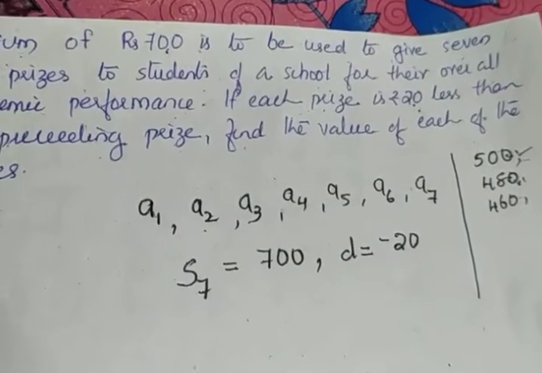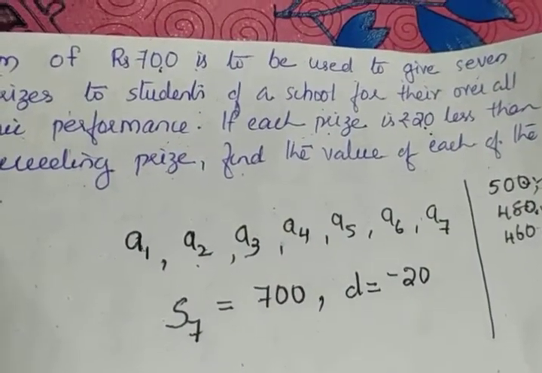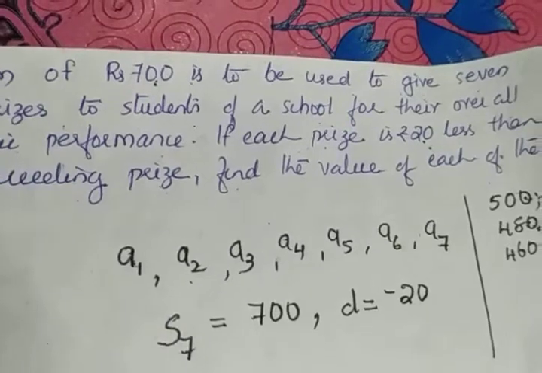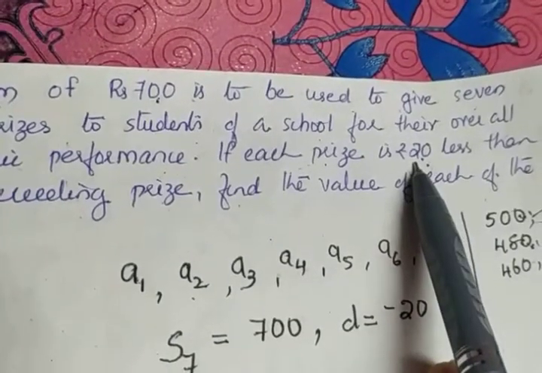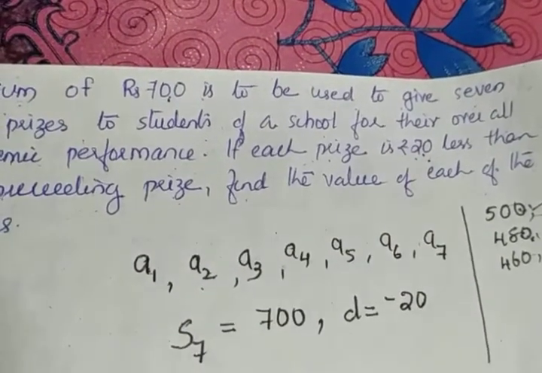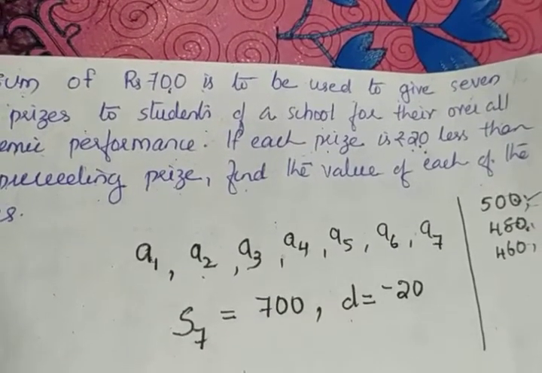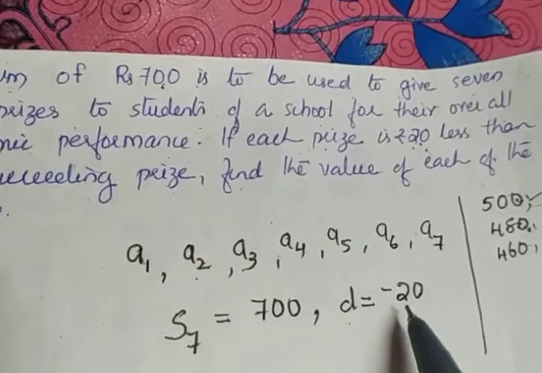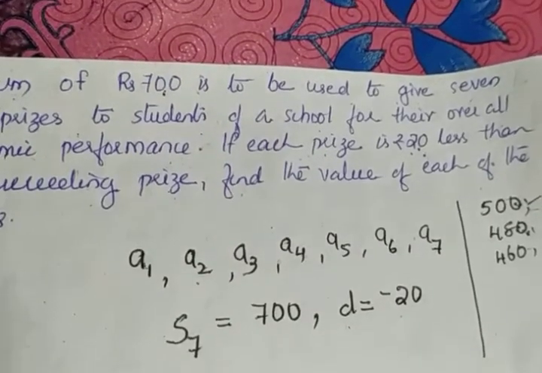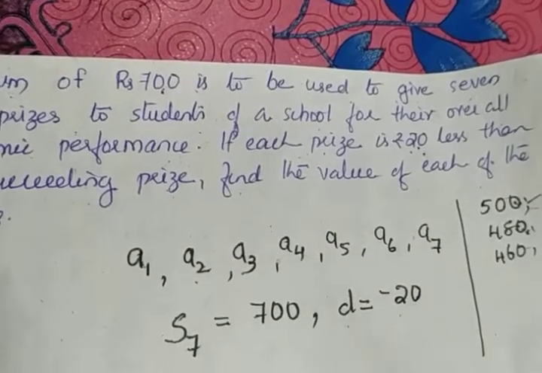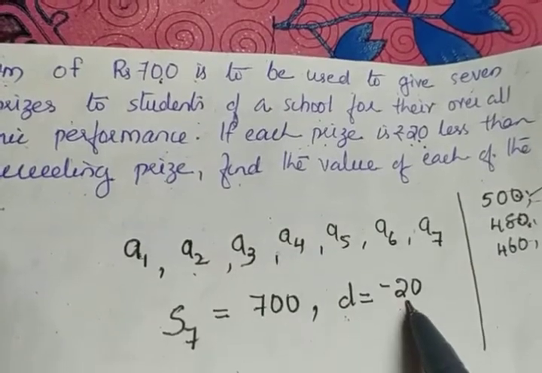Clear? First prize is the maximum amount. Second prize and first prize differ by 20 rupees. That is clearly mentioned in the question. So second prize amount will be lesser than the first prize amount. So when we take the difference, second prize minus first prize will be, though it is 20, second prize will be lesser amount than the first prize. So d we have to take minus 20.